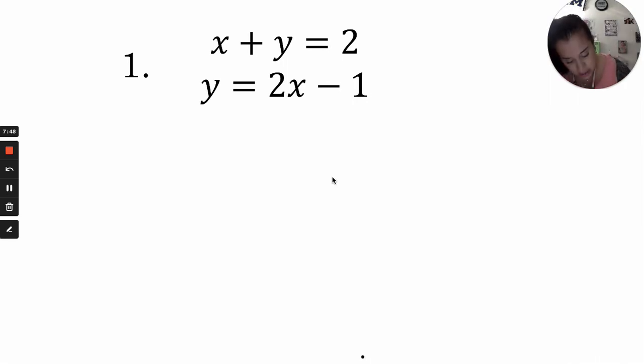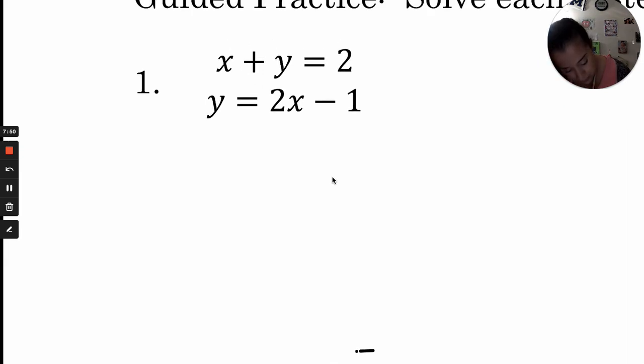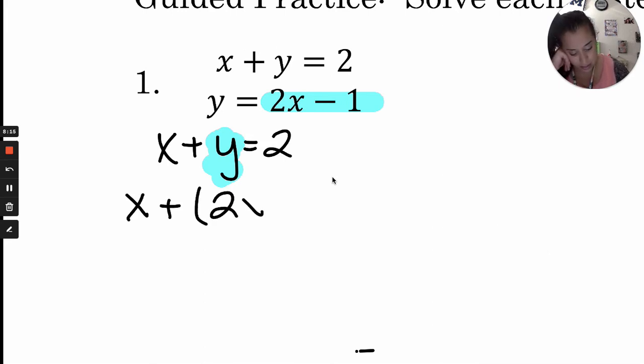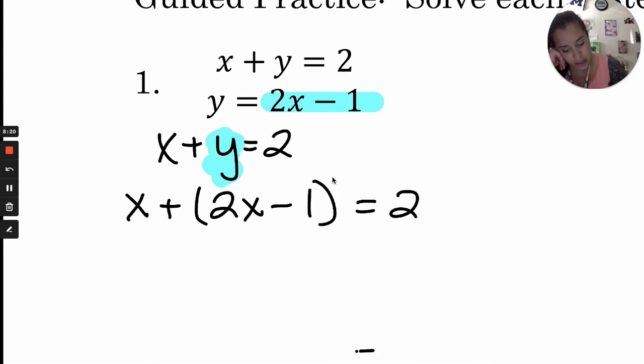Okay, so we have x plus y equals 2. I'm sorry, you're getting a great view of my forehead. And so when I plug in for y, I'm going to replace that y with 2x minus 1. So it'll look like this. X plus 2x minus 1 equals 2. So now I have a pretty simple algebra problem that we're going to solve for.